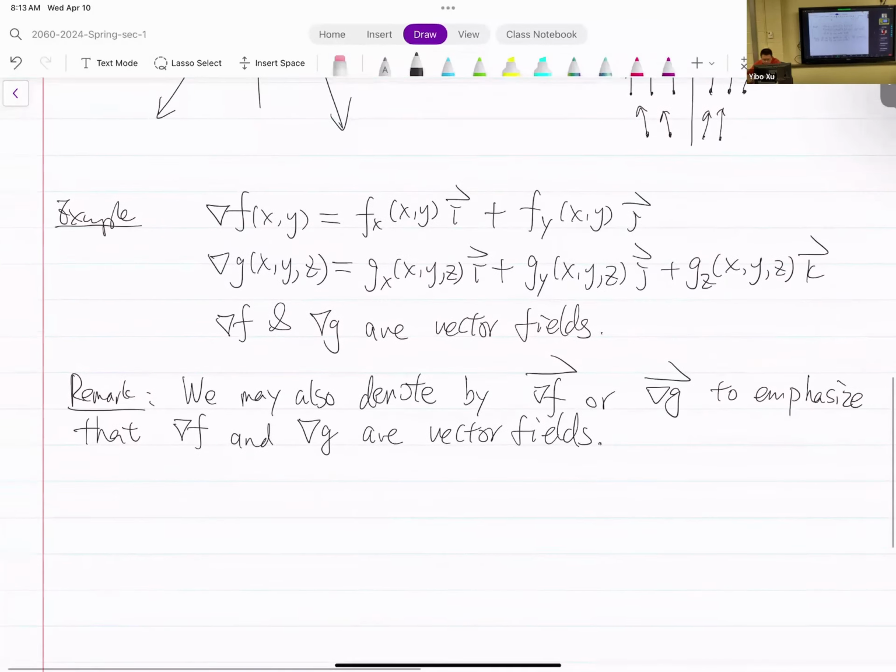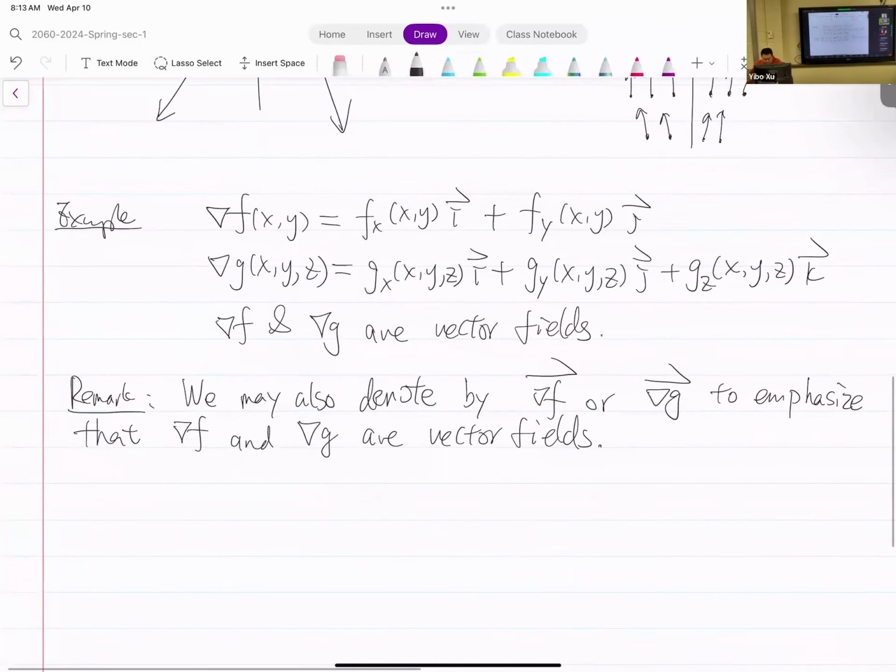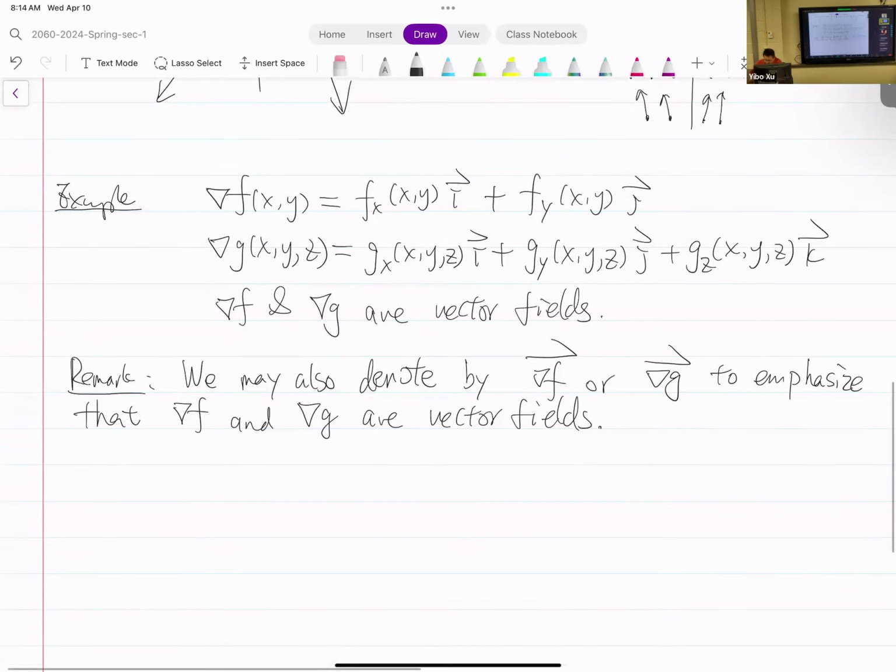So basically, when we were talking about the gradients for a multivariate function, it's fine. That's okay. We are not really getting into the vector fields concept. Then we don't really need the overhead arrow. But now we are talking about vector fields. Then it's highly recommended that you just keep that notation so that you keep reminding yourself what we are looking at. Okay. Another remark.